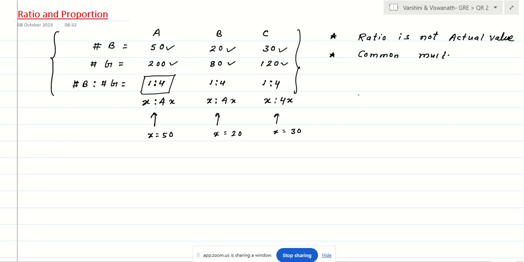The third point is also very important. If I write the ratio 3x upon 4x, and I can write the ratio here 3 upon 4, both cannot be equal, isn't it? Because I do not know the value of x, right? The common multiplier is very, very important.